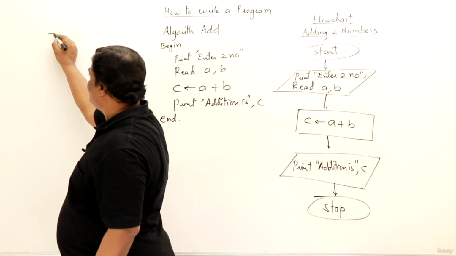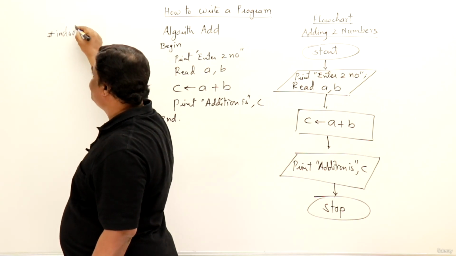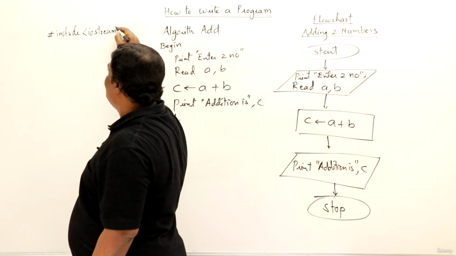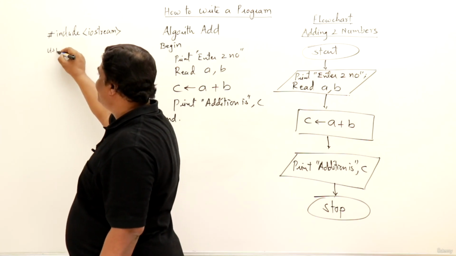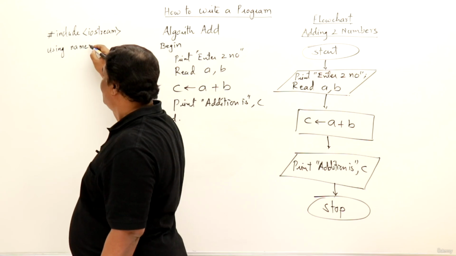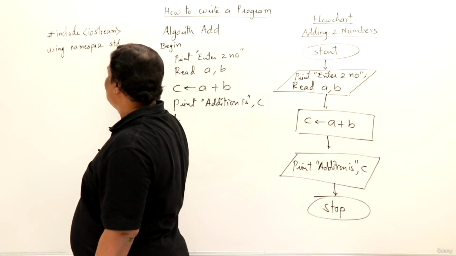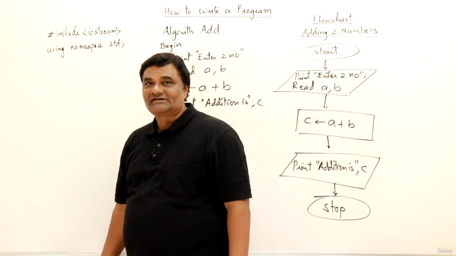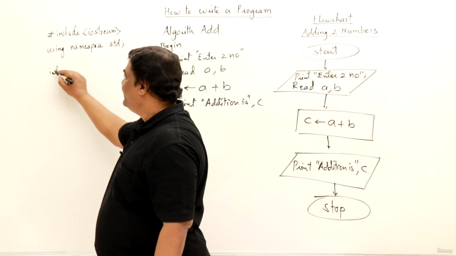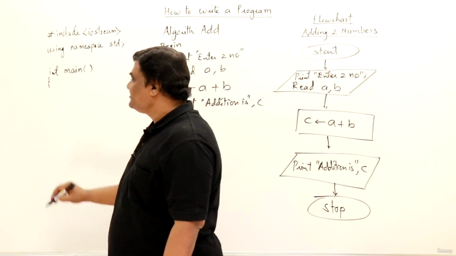So for that, I have to write #include iostream, right? This is the thing that we have already learned. So this is iostream. Then I have to write using namespace, right? Whenever I am using cin and cout, this will be useful. std. So using namespace std. Now main function, int main, and starting of the main function.